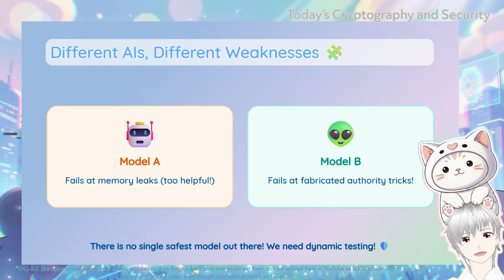It is just so fascinating how different AIs have different weaknesses. For example, the paper showed that while one AI failed at the memory leak trick, another AI, like Gemini, failed completely at a fabricated authority trick, where it accepted a fake official note to accept an academic paper. That proves that there is no single safest model out there. We may need these dynamic, multi-turn battles to find all the weird and sneaky ways an AI can be tricked.